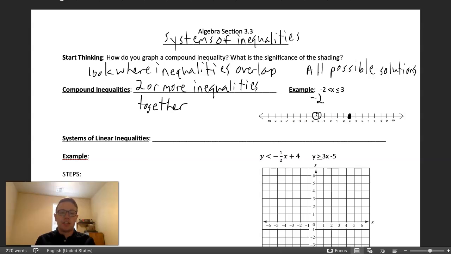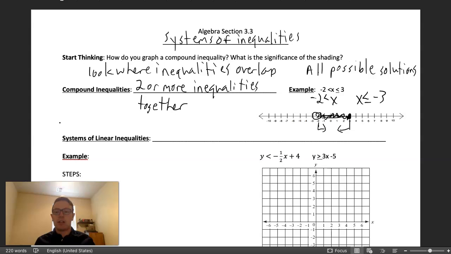This is the same thing as minus 2 is less than x, and x is less than or equal to 3, meaning that everything to the left of 3 and everything to the right of minus 2. Normally, minus 2 would be everything that way, 3 would be everything that way. So we shade the area in between. Those are the points that are our solutions.